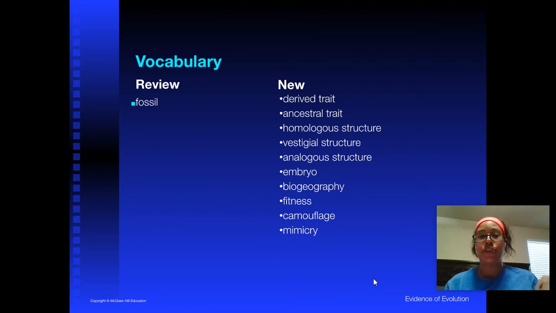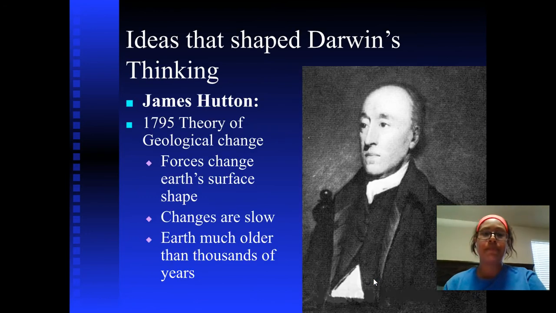New vocabulary: derived trait, ancestral trait, homologous structure, vestigial structure, analogous structure, embryo, biogeography, fitness, camouflage, and mimicry. And I'll go through those throughout this lesson.